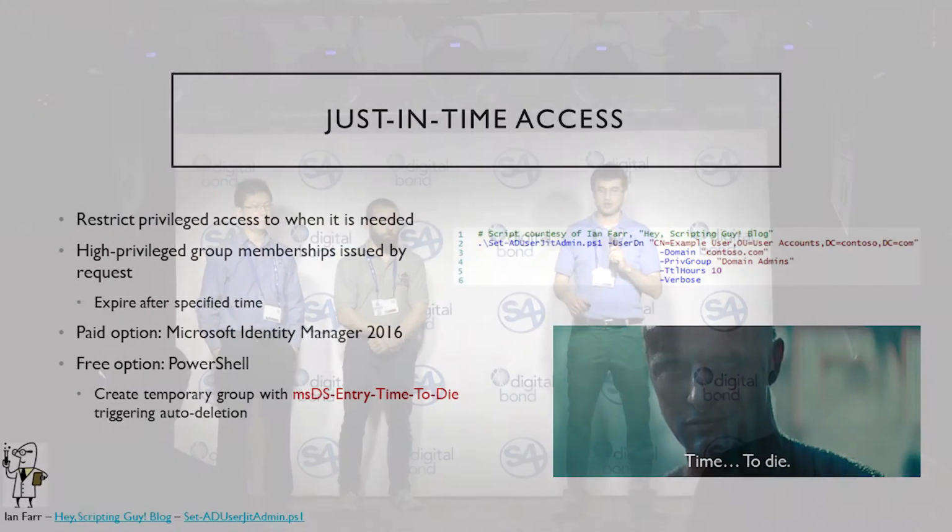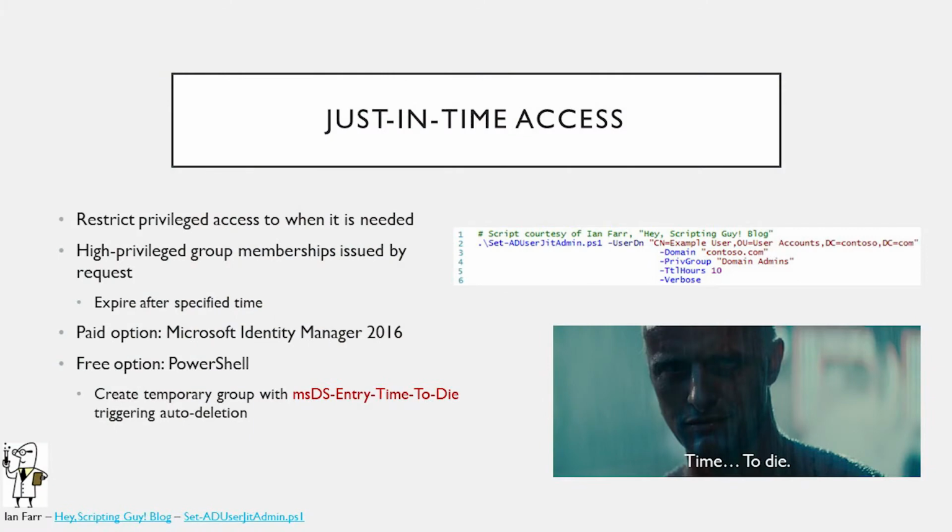There's a Microsoft offering that does this for you in Microsoft Identity Manager 2016, but you can also do this for free in PowerShell by creating temporary groups with the msDS-Entry-Time-To-Die attribute set, which will have Active Directory automatically delete that group when that time expires, therefore removing the access.